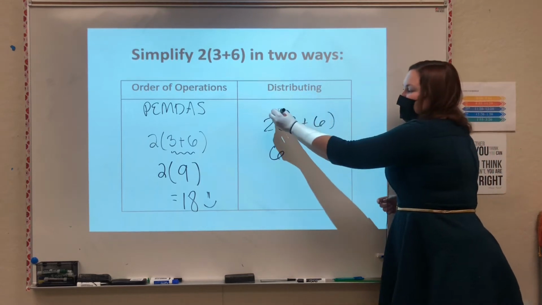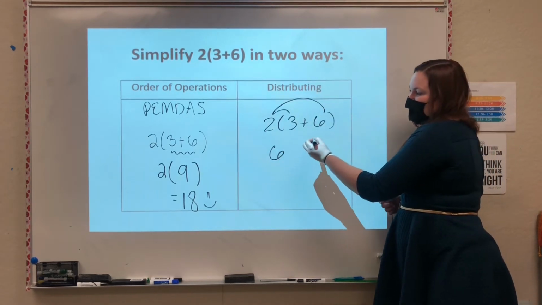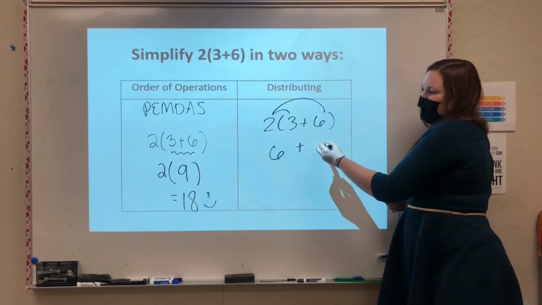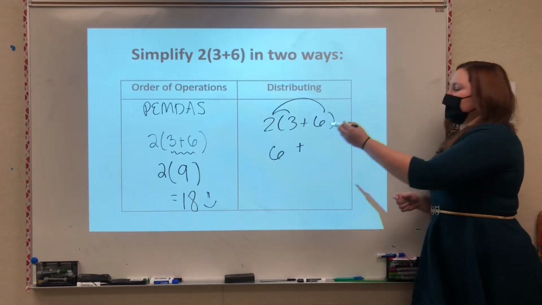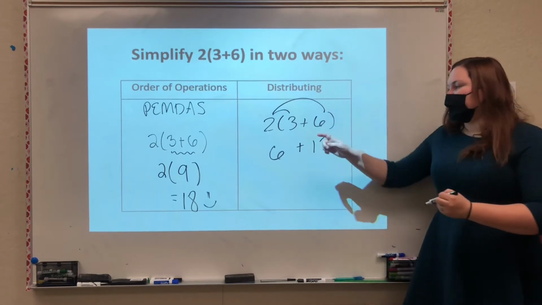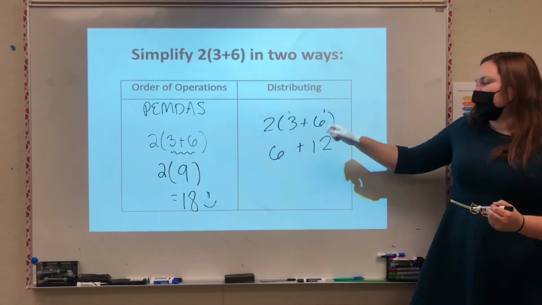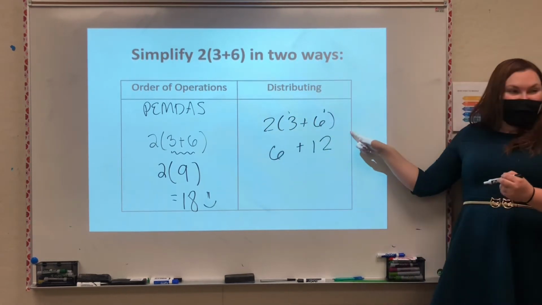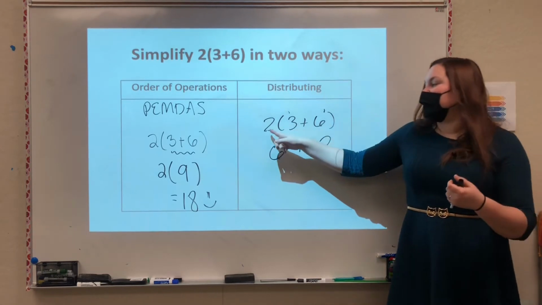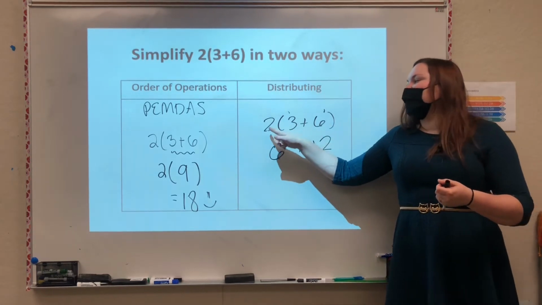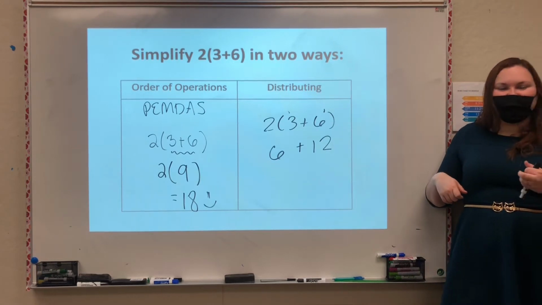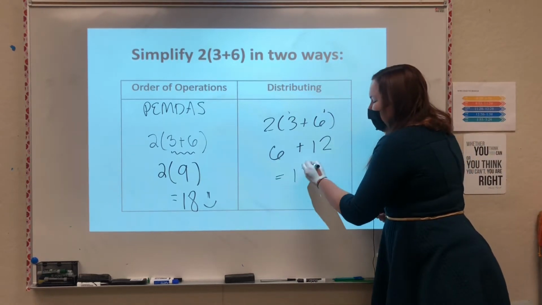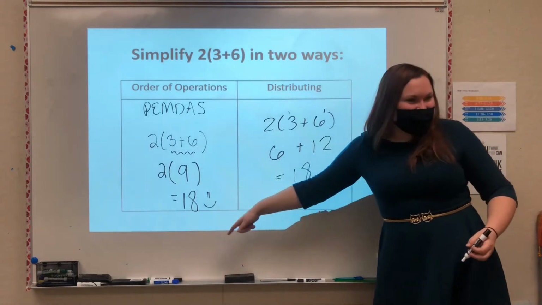Okay, so 2 times 6 is the same thing as 6 plus 6, which is 12. So we're saying, let me get rid of my little lines for a second. This says 2 times everything, so let's multiply 2 by everything. Let's multiply 2 times the 3, multiply 2 times the 6, and then 6 plus 12 is 18. What do you notice? Same answer.